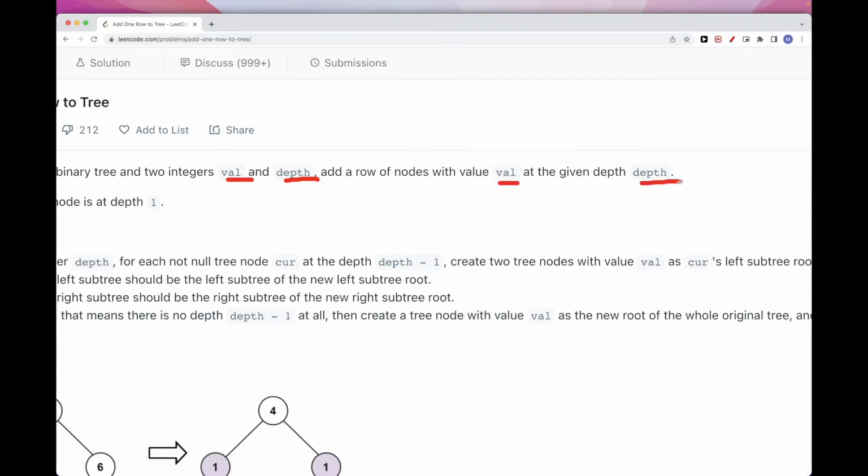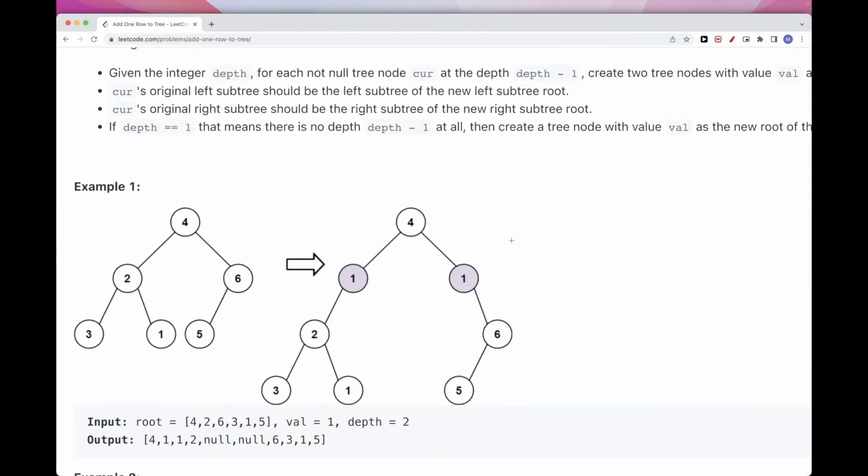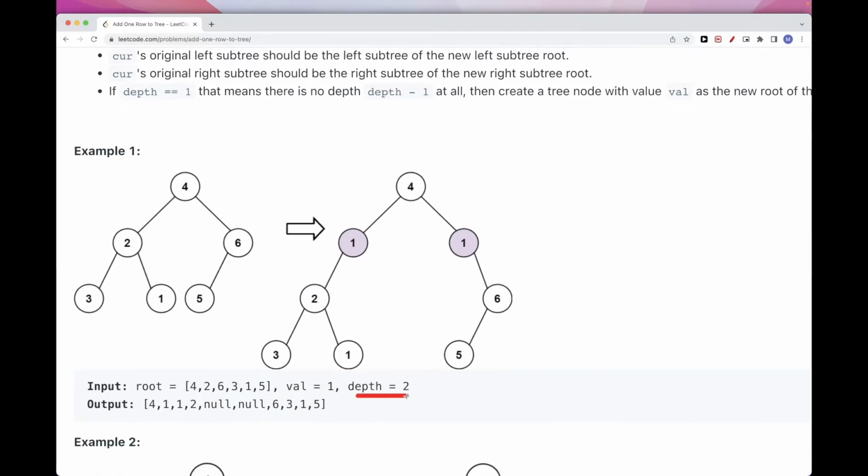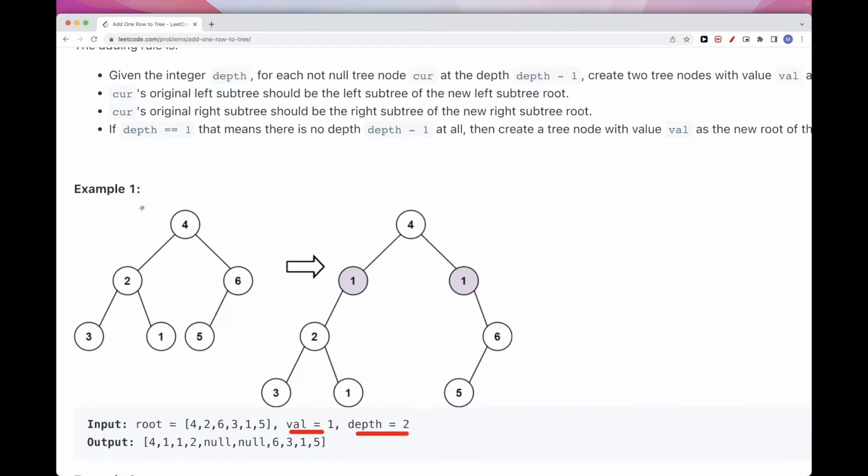So what that means basically is that, I'll say here we have depth equal to 2 and the value is 1. What we want to do is for depth 2, we want to add 1. So you can think of the root as having depth 1, right? And so the depth 2 is this here. And what we want is to replace it with values 1. So you can see here, instead of having 2 and 6, we put 1.